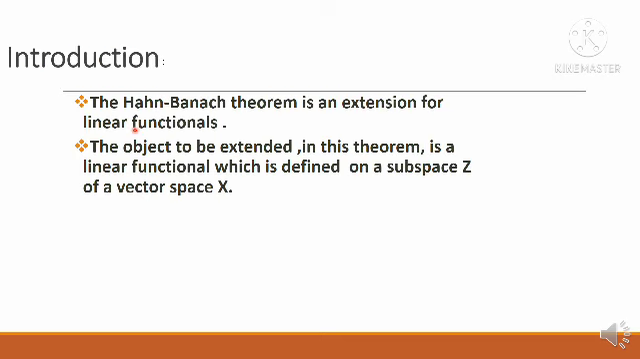Introduction. The Hahn-Banach Theorem is an extension theorem for linear functionals. The object to be extended in this theorem is a linear functional which is defined on a subspace Z of a vector space X. So actually this theorem provides an extension of a linear functional, that is, when a subspace of a vector space is given, then under certain conditions it provides an extension.